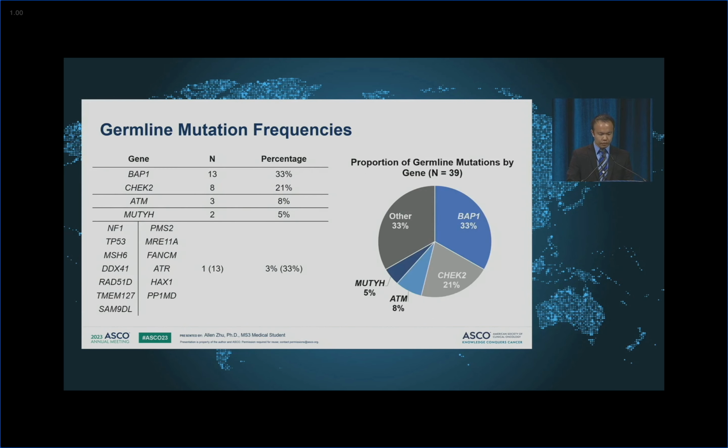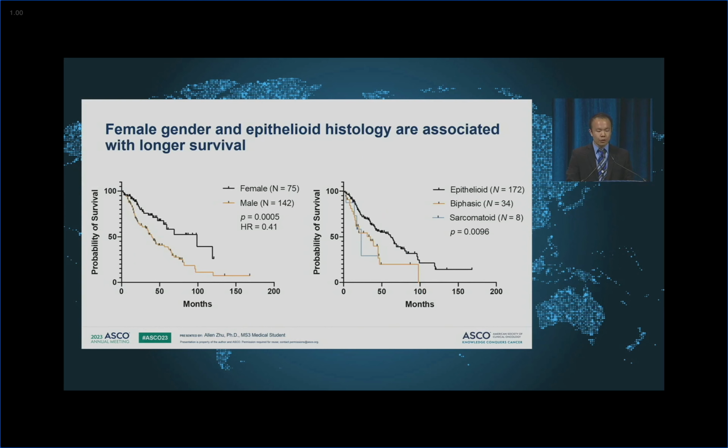We also analyzed germline mutations. 34 patients, or about 16% of patients in our cohort, carried a total of 39 germline mutations. And as expected, BAP1 mutations were the most frequent, followed by CHEK2, ATM, and MUTYH, with the remaining genes listed occurring only once.